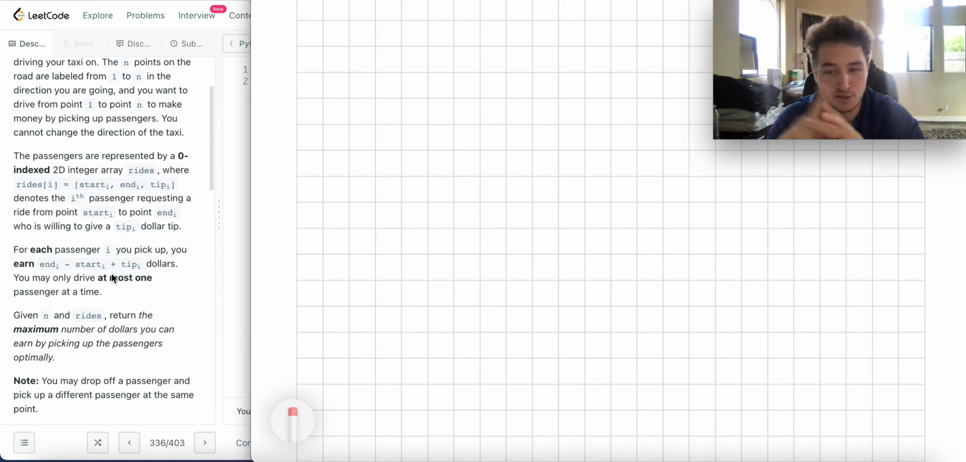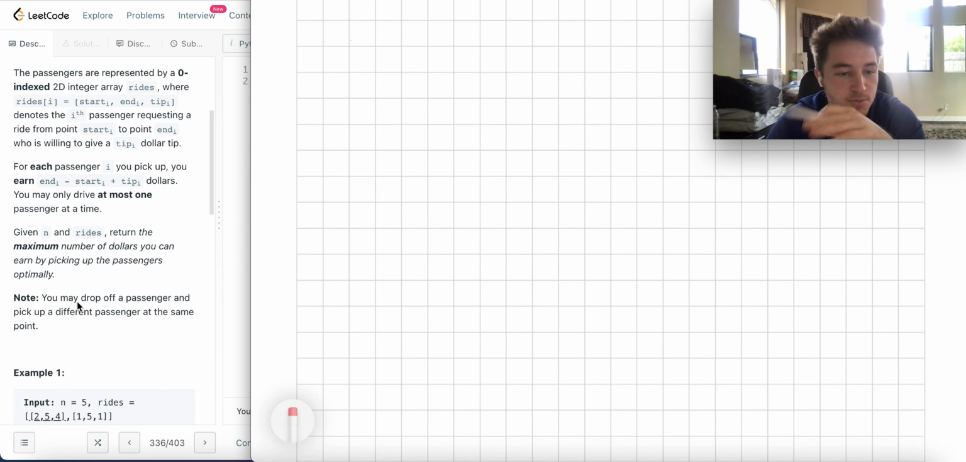Okay, so I guess I'm spending a dollar in gas for every point that I have to go. That's why you should always tip your Uber drivers, because sometimes they're not even making that much money. It's quite a crazy world we live in, but that's not related to this problem. Given n and rides, return the maximum number of dollars you can earn by picking up the passengers optimally. Note, you may drop off passengers and pick up a different passenger at the same point.